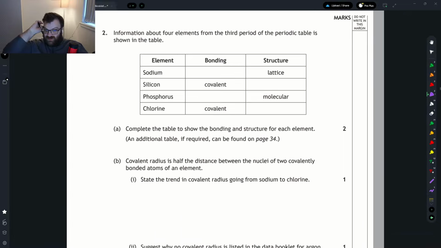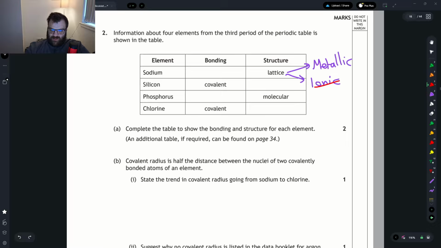Next up, we're asked about bonding in the periodic table. Now there are a couple of things that we can do to get to our answers a little bit quicker. With lattice, the lattice that we talk about will either be metallic or ionic. We're talking about elements. We can only get ionic in compounds, requires a large difference in electronegativity. So even without looking it up, this only has one option. We'll have to have metallic in there.